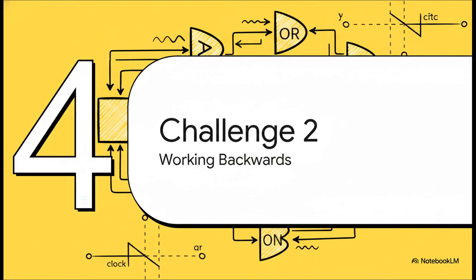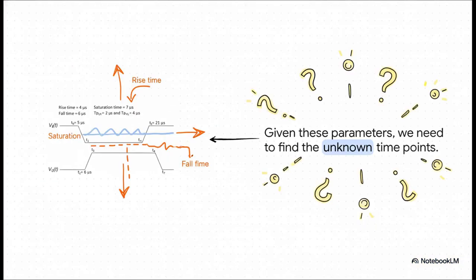Now for a different kind of puzzle. Instead of finding the delays, what if we're given the delays and we have to find the time points on the graph? Let's try working backwards. So this time, they're handing us the rise time, fall time, saturation time, and both propagation delays, all in microseconds. We also have a few known time points, like T0, T2, and T5. Our mission is to solve for all the missing time markers on the graph.